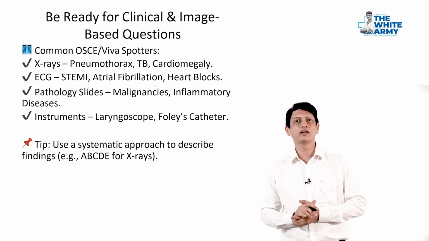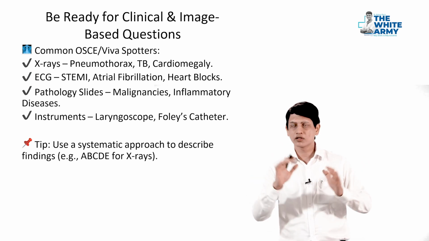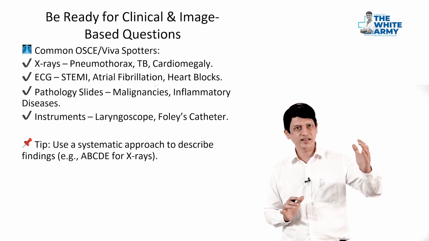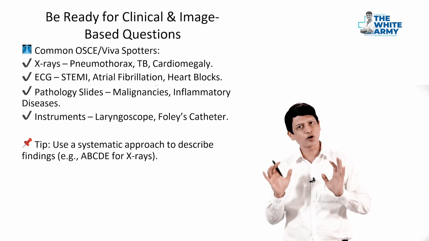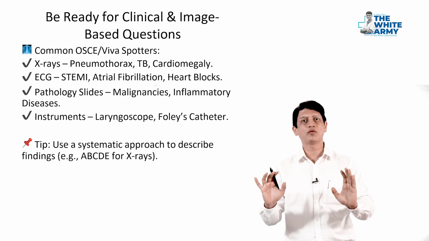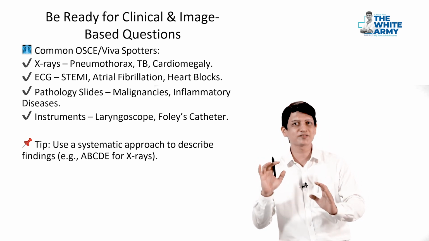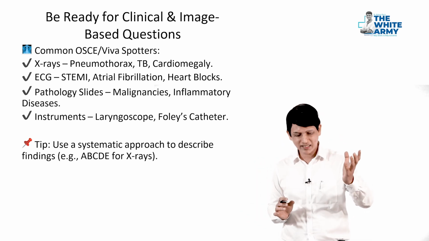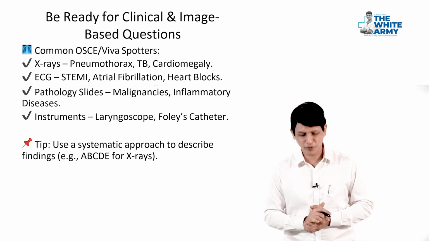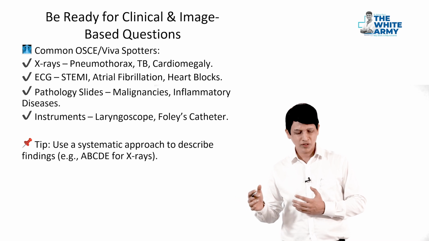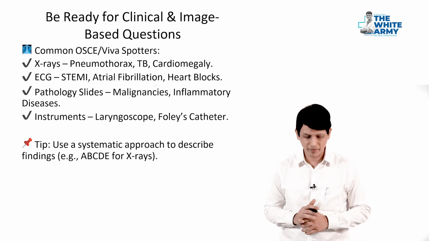Be ready for clinical and image based questions. You should know beforehand what spotters are kept in the exam, what are the common auscultations. X-rays, ECGs, some pathology specimens, some instruments will be invariably kept in the exam. For undergraduate level, we keep only the common ones. For example, in surgery, there is one X-ray invariably kept, that is gas under the diaphragm. In medicine, they may keep pneumothorax, TB or cardiomegaly. So, you should be well versed in these things beforehand. Also the common ECGs, pathology specimens, and common instruments you should be prepared with.